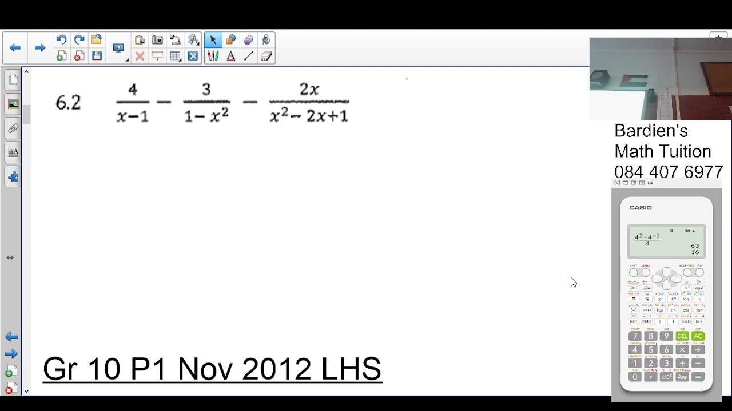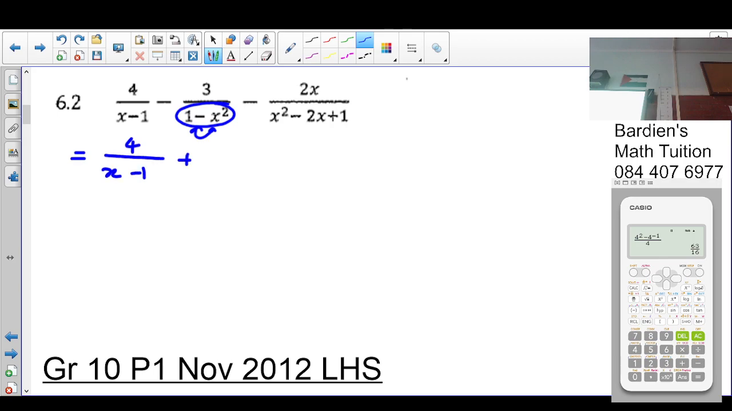Alright, so what's going to happen here? I need to sort out my denominators there. Not so? Again I need to swap that around. Can you see that? When I swap this around, what's going to happen? Negative is going to come out. So it's 4 over x minus 1 plus 3 over x squared minus 1.